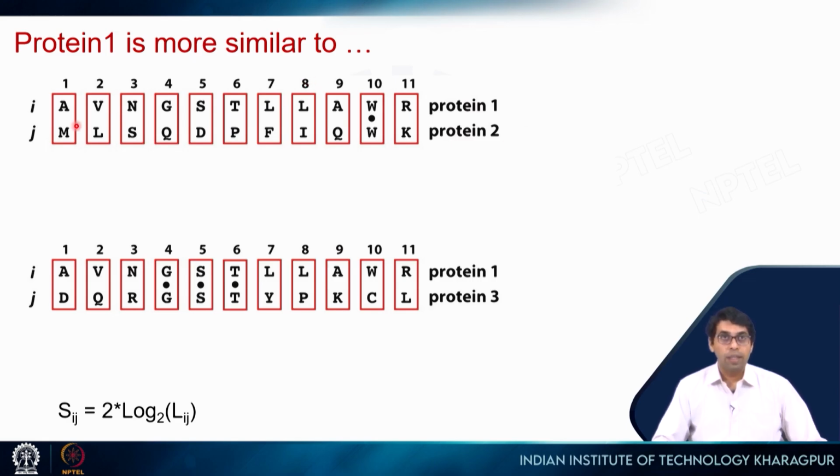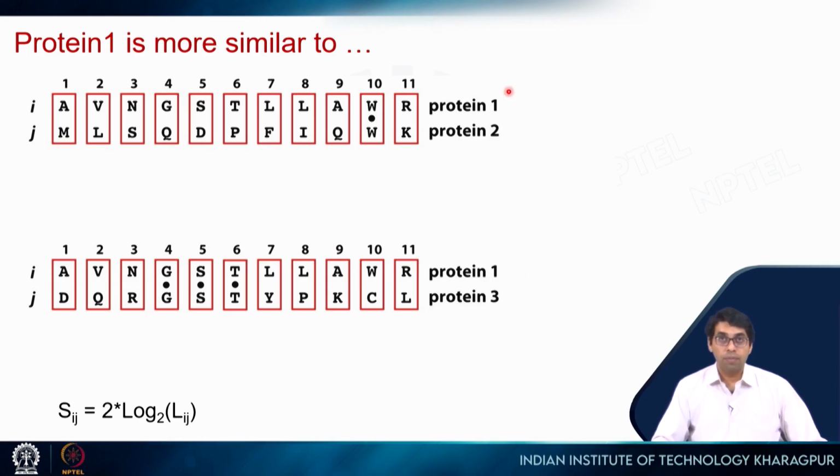So, what I have done is I have given 2 sequences. This top one is from protein 1, this bottom one is from protein 2. Similarly, again the top one is from protein 1, so it is the exact same sequence shown up here. This bottom one is from protein 3. Now, the question that you can ask yourself is whether protein 2 is more similar to protein 1 or protein 3 is more similar to protein 1. So, which one is more similar to protein 1, protein 2 or protein 3?